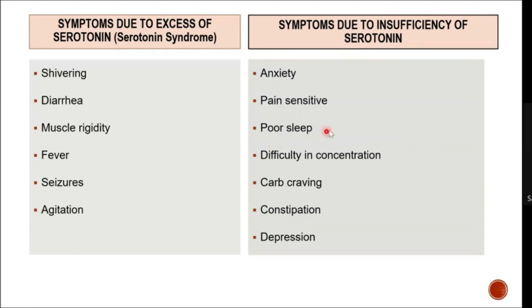Poor sleep, because we found that there is a connection of serotonin with our RAS, with our medial forebrain. There will be difficulty in concentration, since it is involved with the hippocampus and other structures of the neocortex. Carb craving. Carb craving is for carbohydrate. You feel so hungry all the time, so you look for food, and usually we take more carbohydrate at this time. So it is called carb craving. These are the symptoms that we get if there is insufficiency of serotonin.